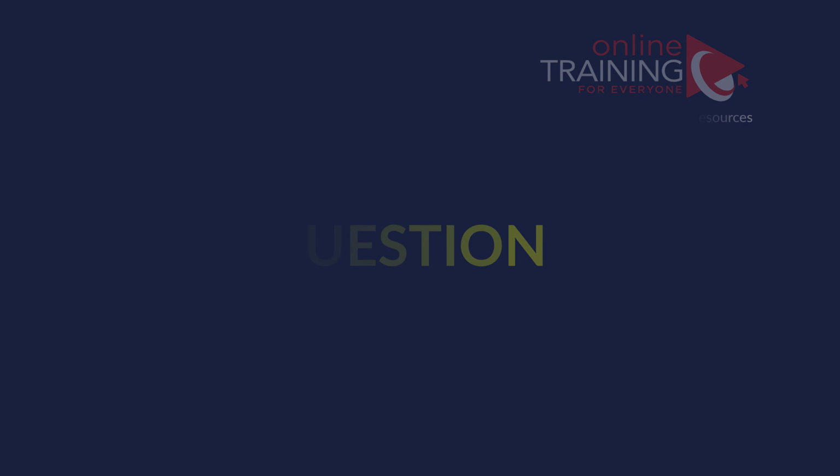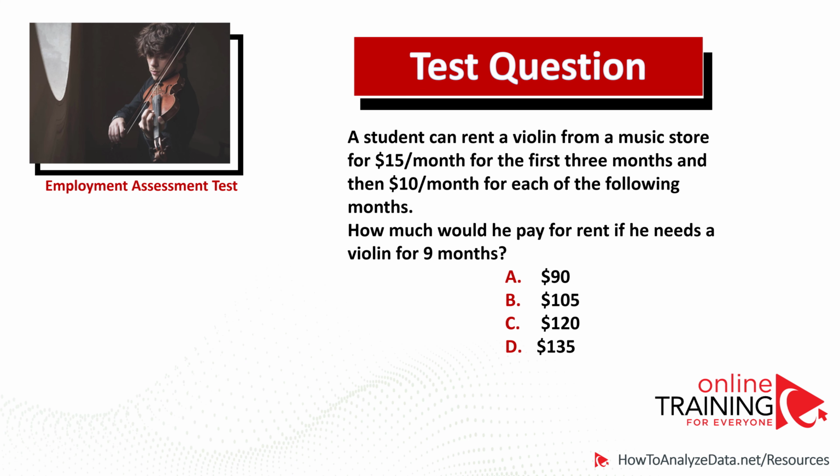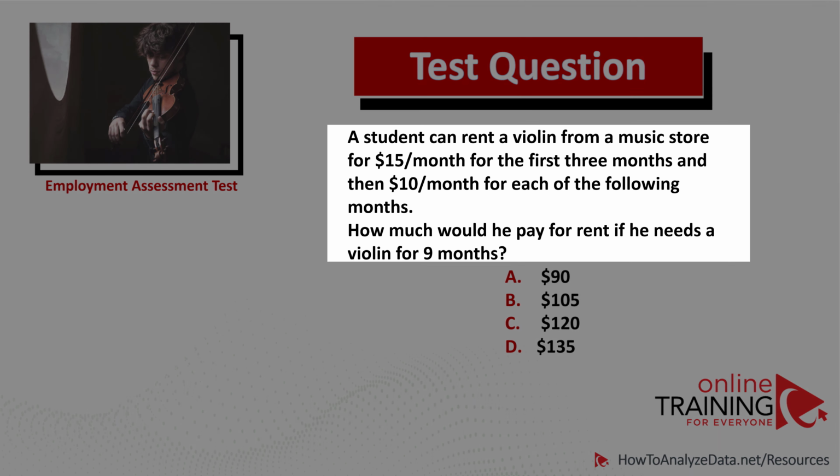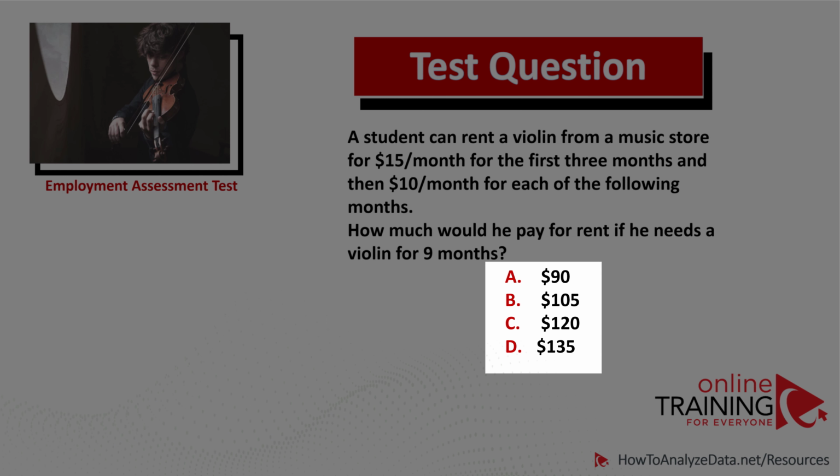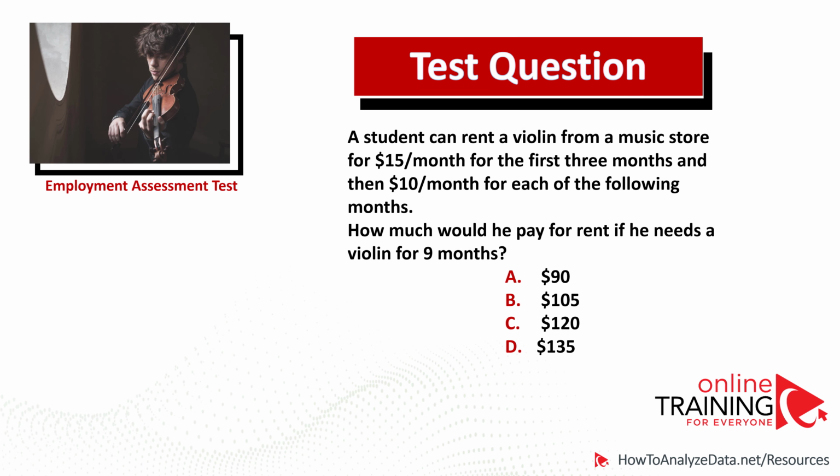Let's look at the interesting question you might see as part of employment assessment test. A student can rent a violin from a music store for $15 a month for the first 3 months, and then $10 a month for each of the following months. How much would he pay for rent if he needs a violin for 9 months? And you have four choices: $90, $105, $120, and $135. Do you think you know the answer? Let's see if we can get to the correct solution together.